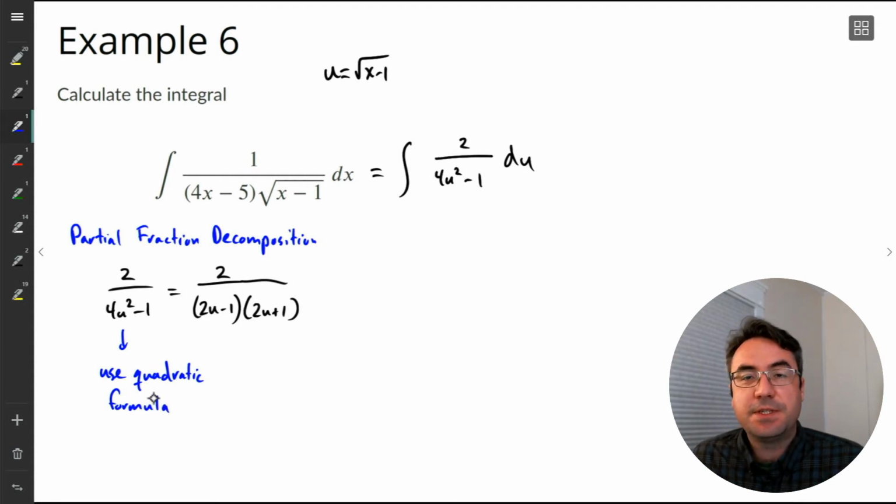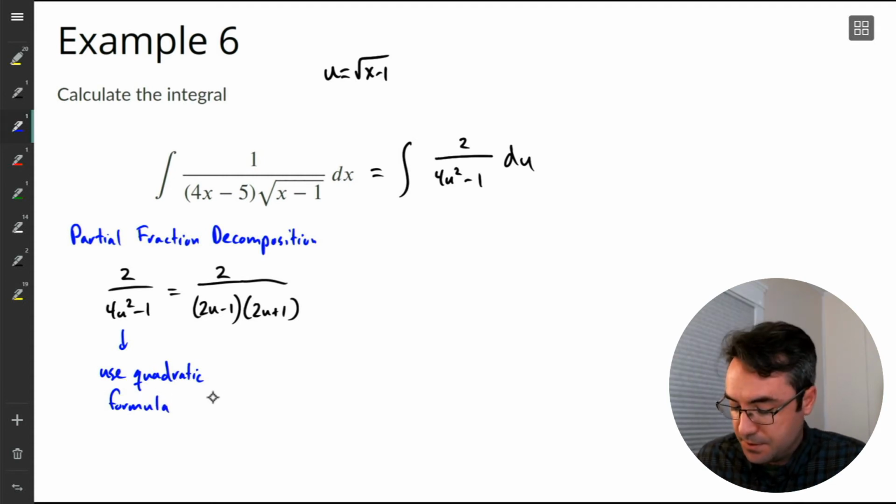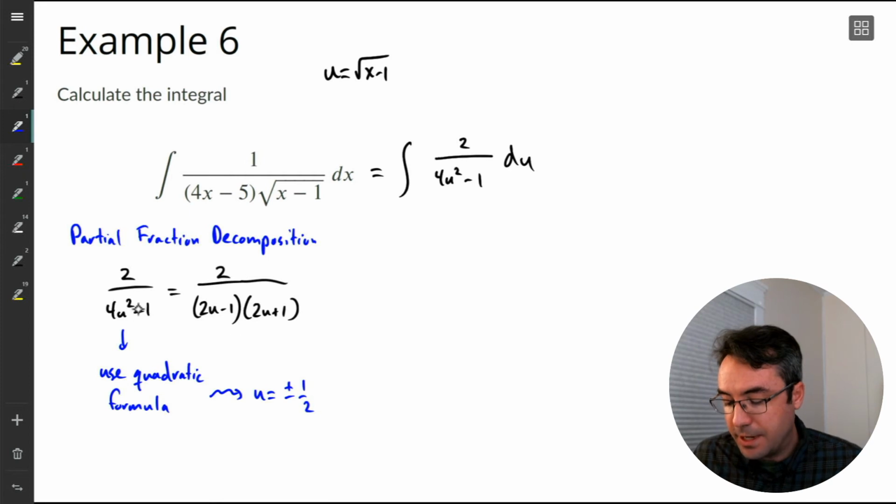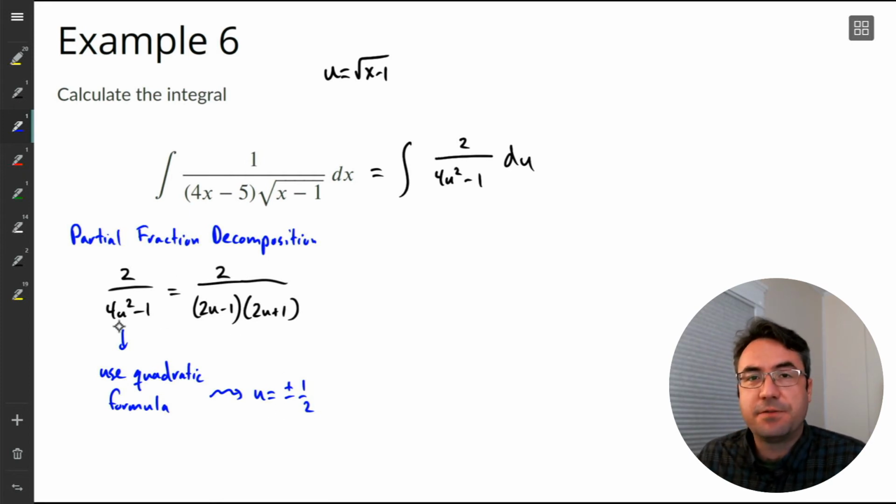And if you did that, you would see that u equals plus or minus 1/2 are the two solutions if we were to set this denominator equal to 0. And from that, you can see that we would have two factors here, 2u minus 1 and 2u plus 1. So, for instance, if you were getting stuck and you use the quadratic formula or you're able to solve this, being able to solve it really helps you figure out what the two factors are.